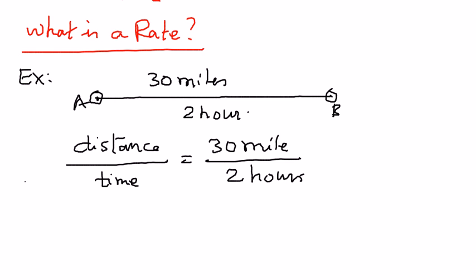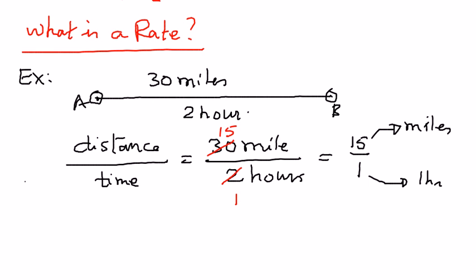So we can simplify this some more. 2 times 1 is 2, 2 times 15 is 30. So we can come back and write this one as 15 to 1. So what this is telling us is we are able to travel 15 miles in 1 hour. So let me write that here. This is miles, 15 miles in 1 hour.